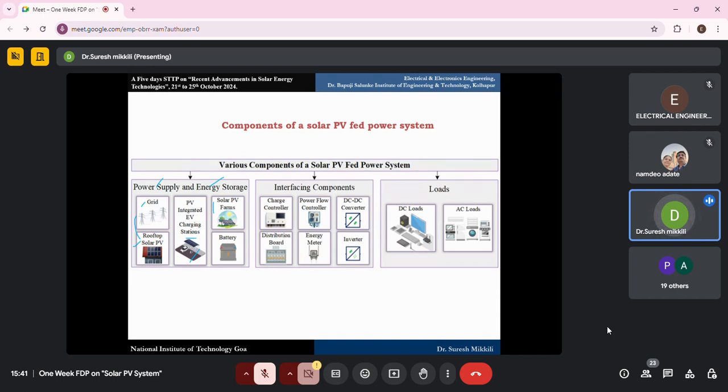If I want to integrate a PV system with a grid, the power can be generated in the form of solar parks. This is one. The second one is solar power generated in the form of rooftop PV systems. The third one is PV integrated EV charging stations. Here, if you observe, we have PV panels and PV integrated EV charging stations, and along with that we will consider batteries also. And sometimes online grid connection will also be there.